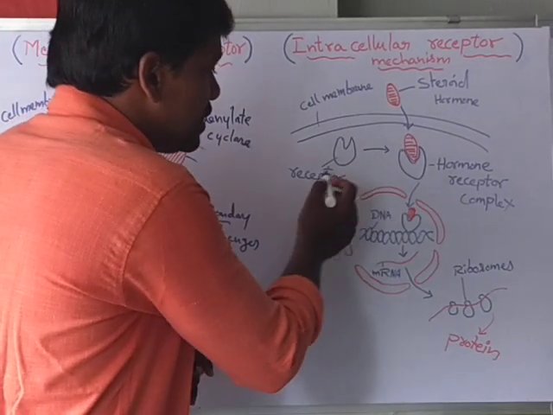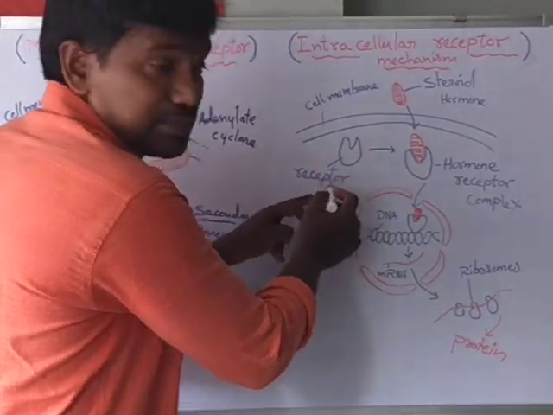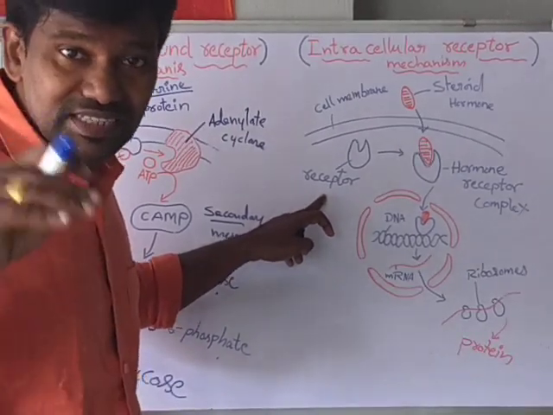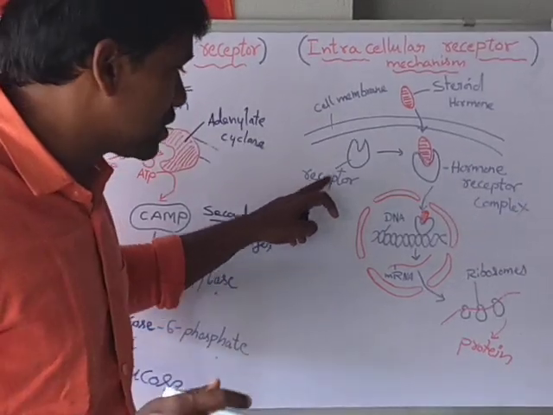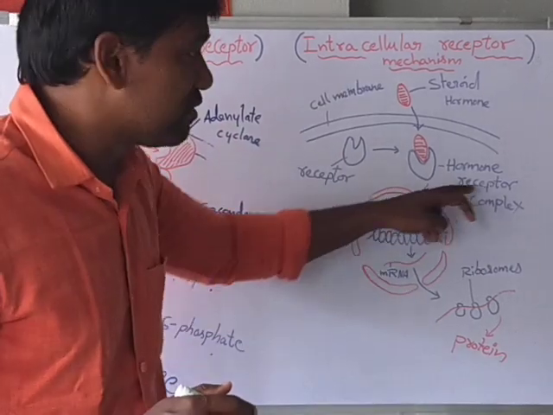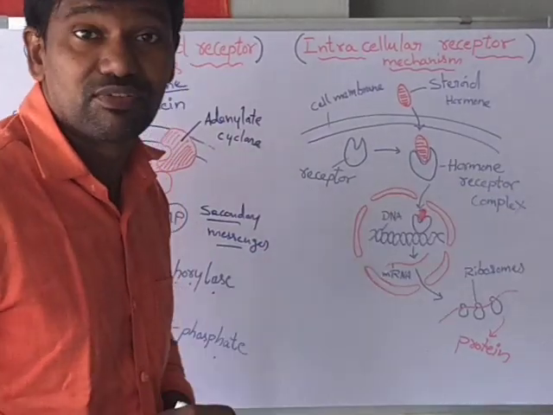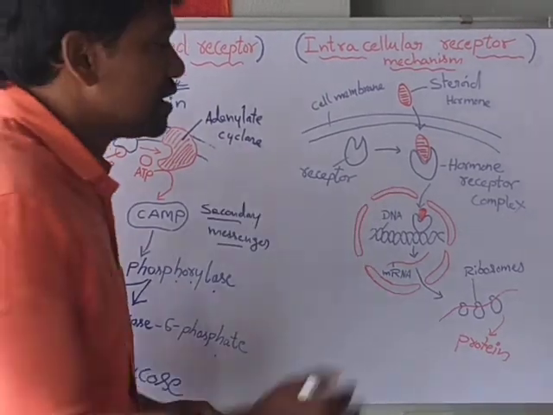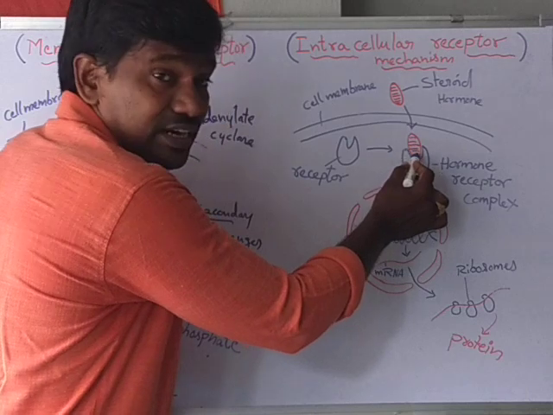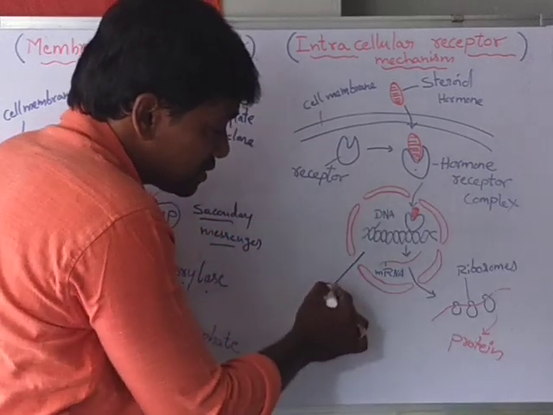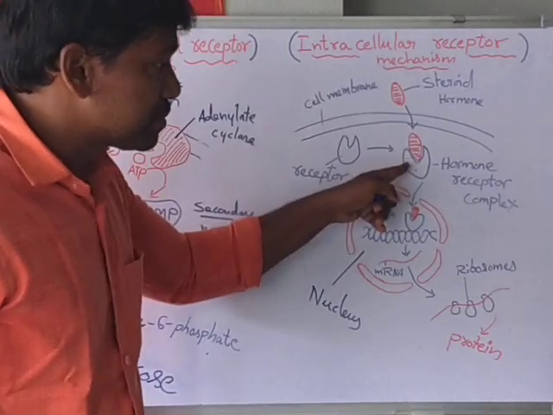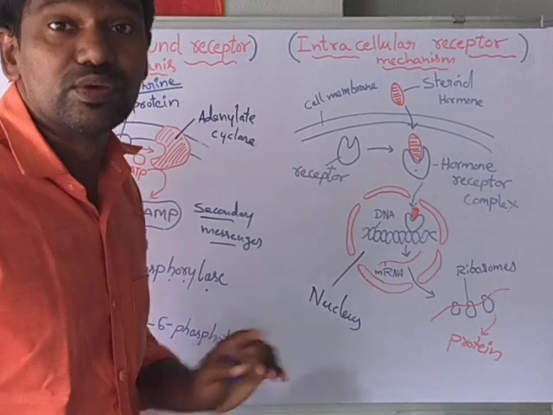Okay. So then in the cell there is a receptor. That receptor is called the intracellular receptor. Those are present inside of the cell. So now the intracellular receptor binds with the steroid hormone, and then forms a hormone receptor complex. Now this receptor carries this steroid hormone into the nucleus. So this one is the nucleus of this cell.